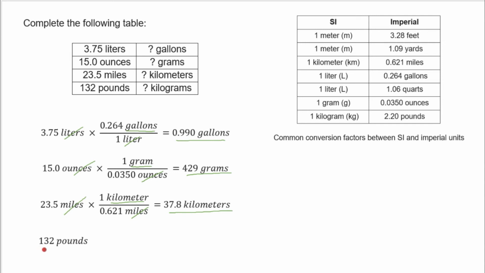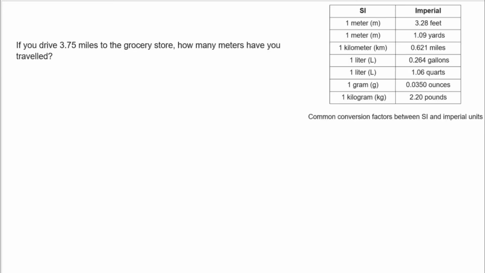Final row. We have 132 pounds and we need to convert it to kilograms. Again, I'm going to find my conversion factor in my table. Here it is right here. And I set it up so that my pounds cancels and I am left with kilograms. These were all pretty easy one-step conversions, but as we'll see later on, you can have multiple steps. Let's do a couple of these multi-step problems.